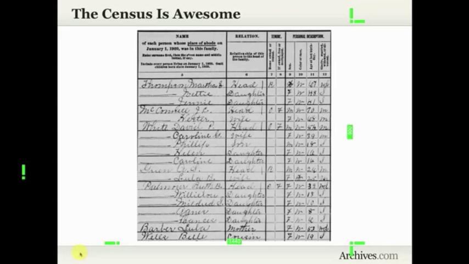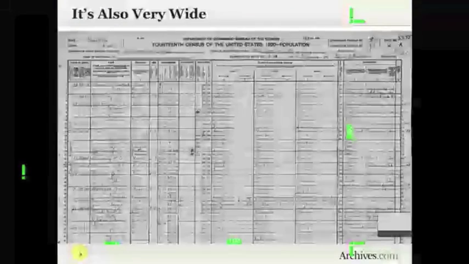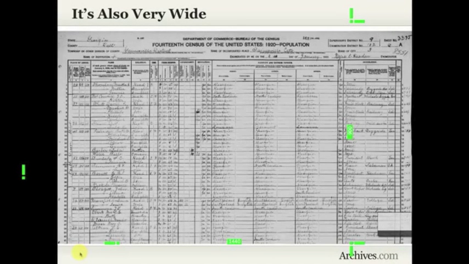But we tend to concentrate on this particular section of the census, where it's listing the names and the relationships and the ages and the marital status. So while the census is awesome, it's also very wide. And it's this rest of the census that we don't think about when we're going through these census records. We don't think about all of these things over here on the right-hand portion of the census. And that's what we're going to be talking about today.